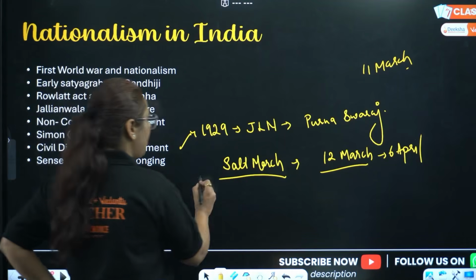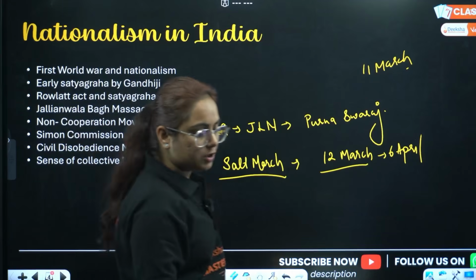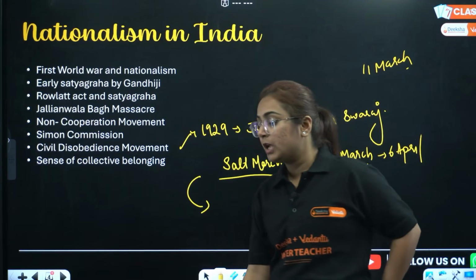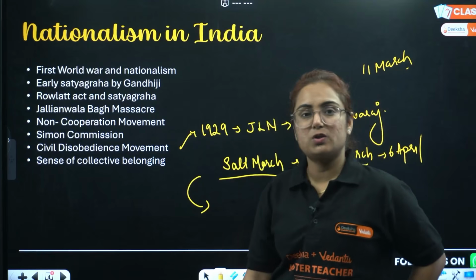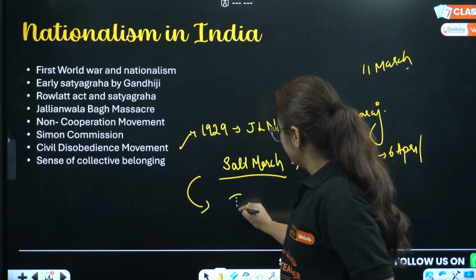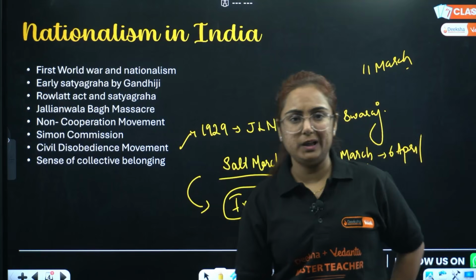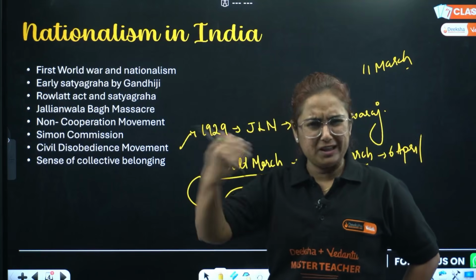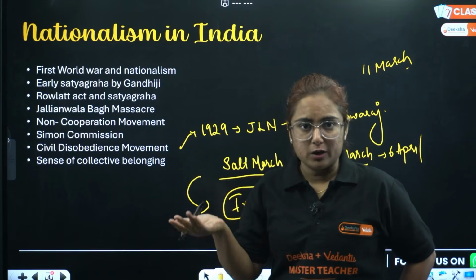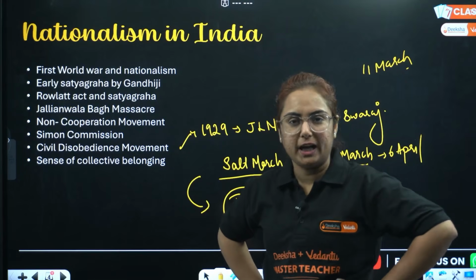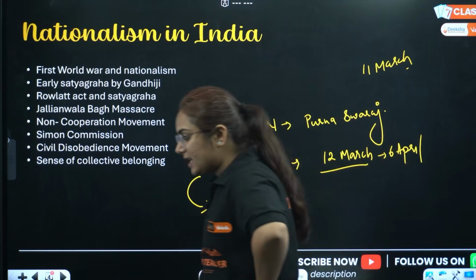This was going on and on. Government repression becomes so harsh, all the leaders were arrested, people were killed, people were attacked, and everything was going on. Now Irwin thought that, yaar, what to do? I want to stop this movement. I can't entertain movement in my tenure. Irwin went to Gandhiji. Let's have a dialogue. Okay, Irwin asked Gandhiji, let's have a dialogue.